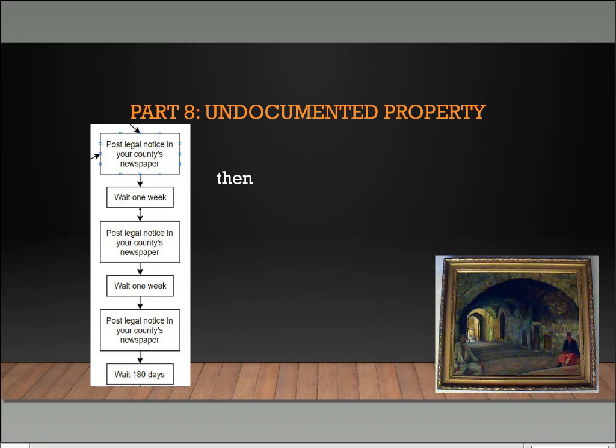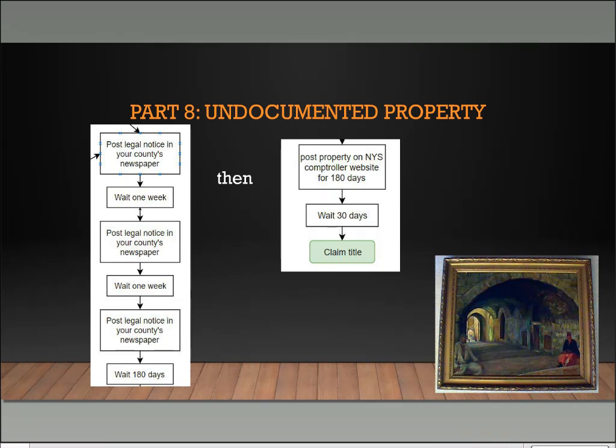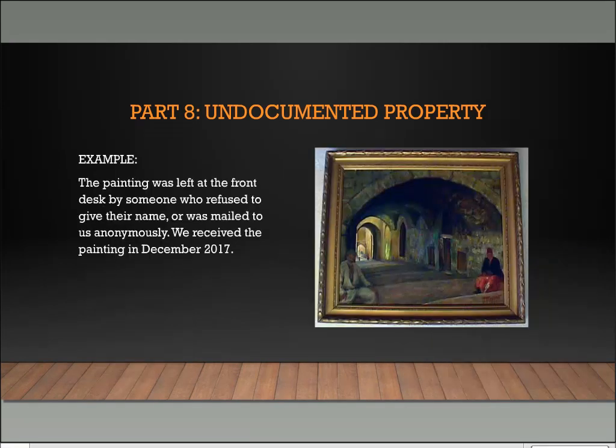All right, so we're doing this. We have 30 days of newspaper posting. We have to wait 180 days after the last notice is posted. Then we're going to post it on the New York State Comptroller's website for 30 days, for 180 days. We're going to wait for 30 days, then we're going to claim the title. The total wait portion is 420 days.